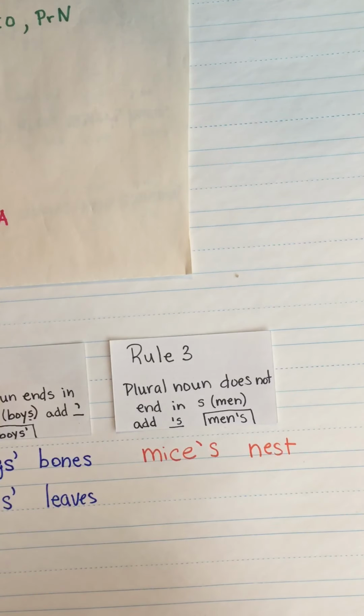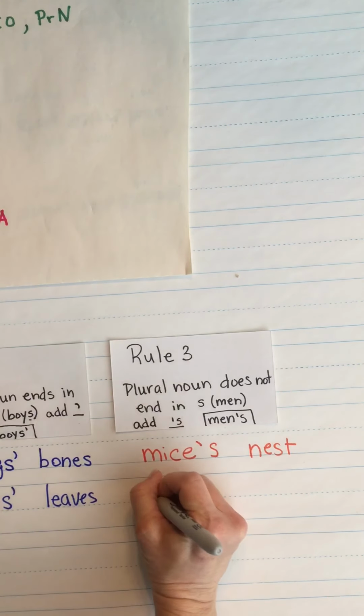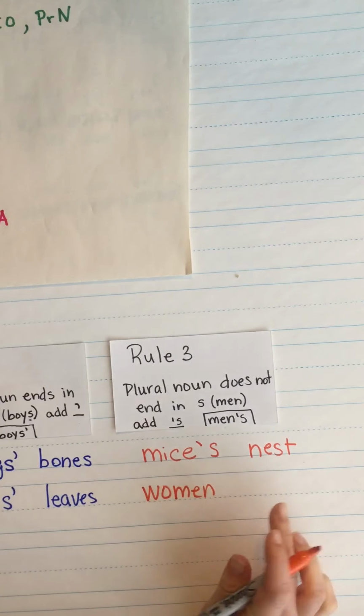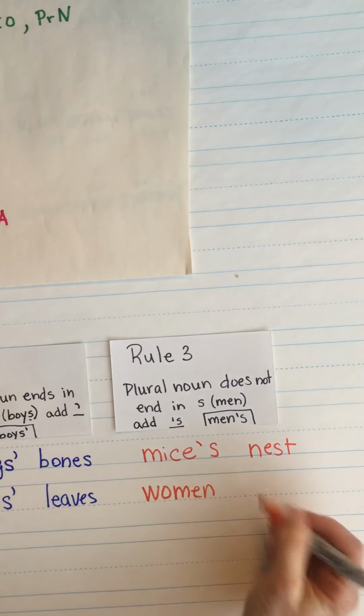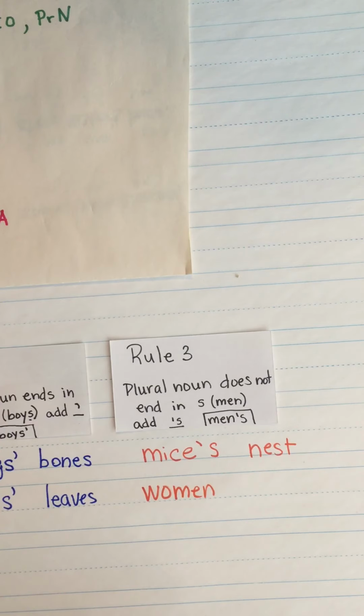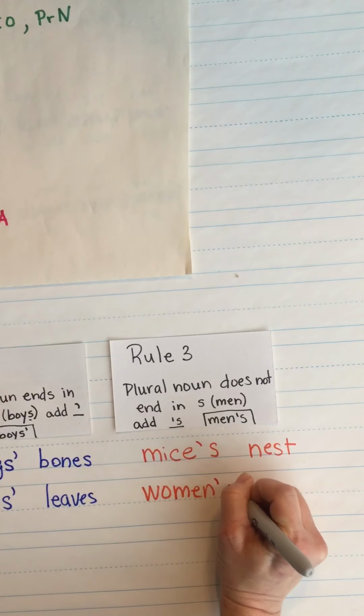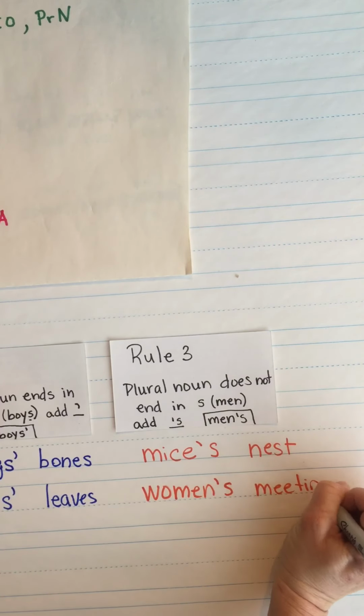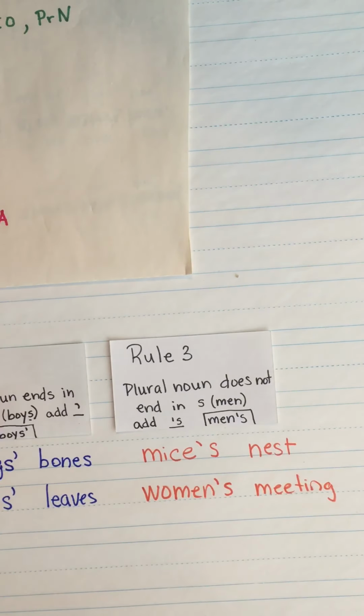Okay, that's rule 3. What about if we have women? Does not end in an S, but this is plural. This is the women's meeting. Apostrophe S. Okay. All right. Click on the next video to grade the classroom practice 62.